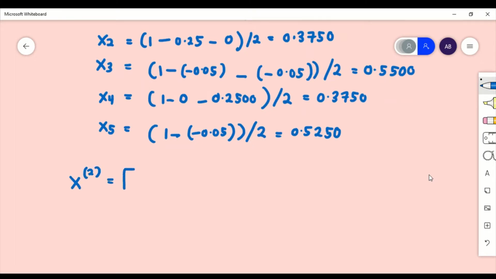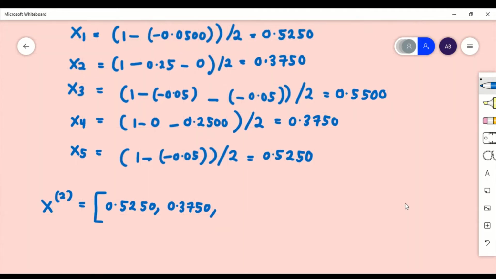x1 is 0.5250, and then x2 is 0.3750, x3 is 0.5500, and then you have obtained x4 which is 0.3750, and my last value is 0.5250. Okay, these are all the second iteration values. Now you need to keep doing. Okay, you need to keep working.